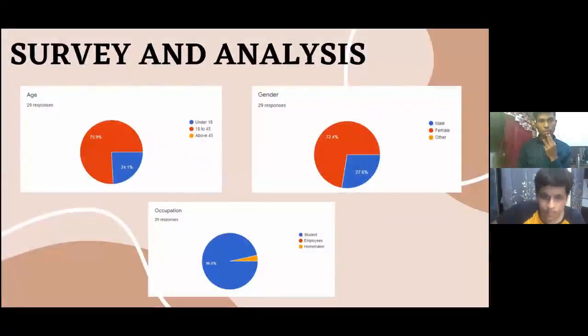Let's go to the survey and analysis part. First question, age. 75.9% are from 18 to 45 age. 24.1% are from under 18 age. Second question, gender. 72.4% are female. 27.6% are male. Third question, occupation. 96.6% are students and others are homemakers.